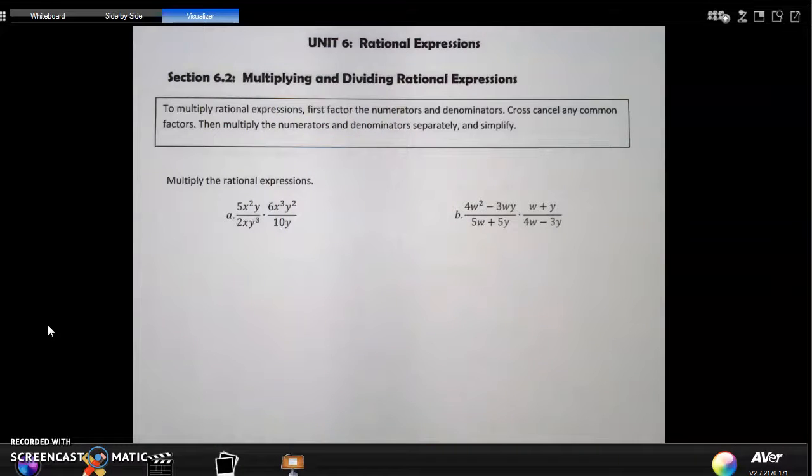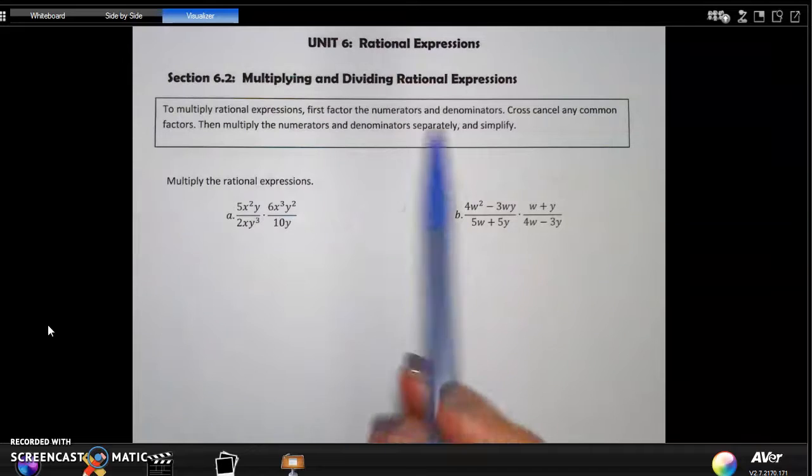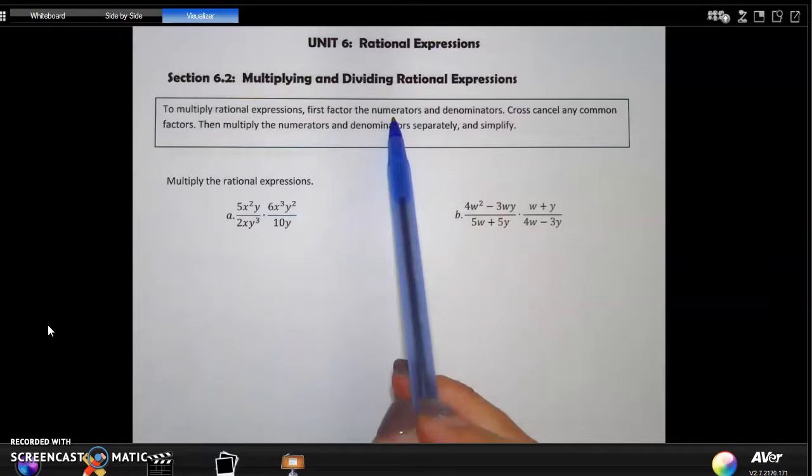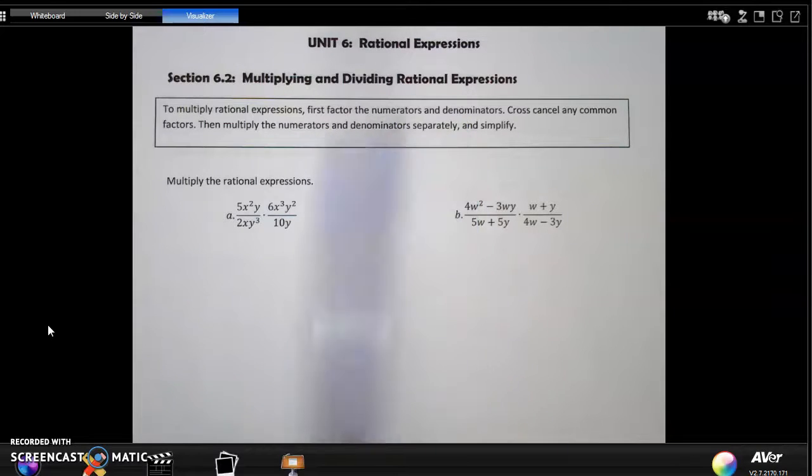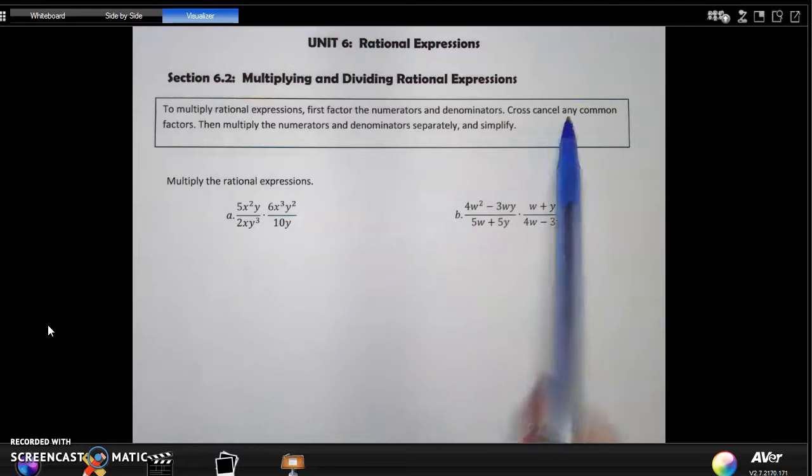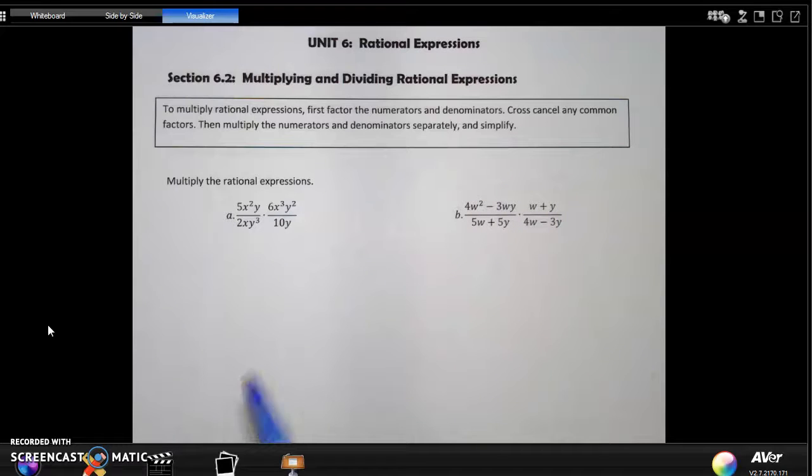So normally with these, what you want to do is first factor both the numerator and the denominator, see what you can cancel out, and then re-multiply them back together. But sometimes with an example like this, it might be easier for you to do the multiplication first. So I'm going to show you these two problems because the approach is a little bit different for each.